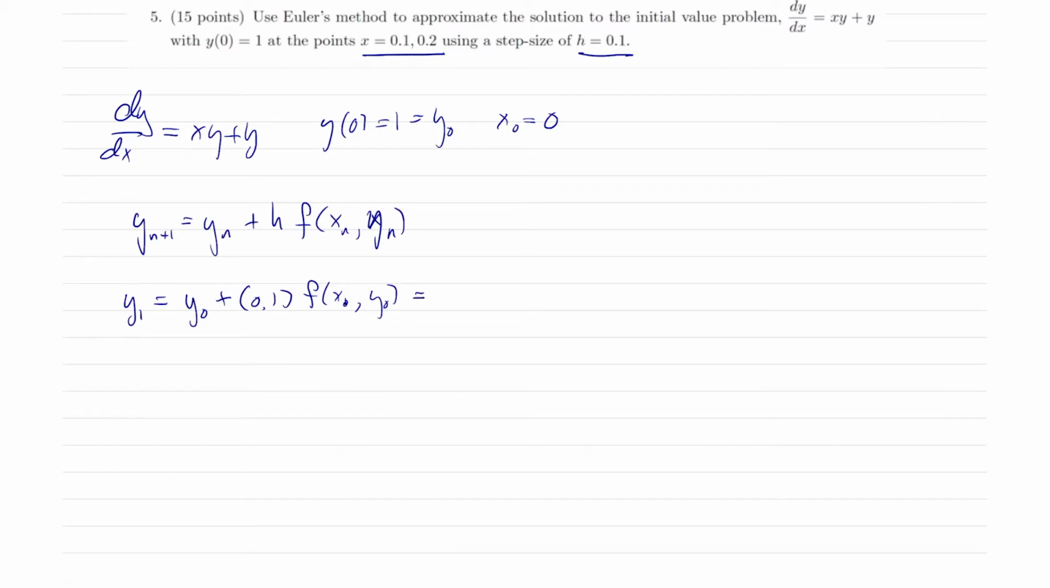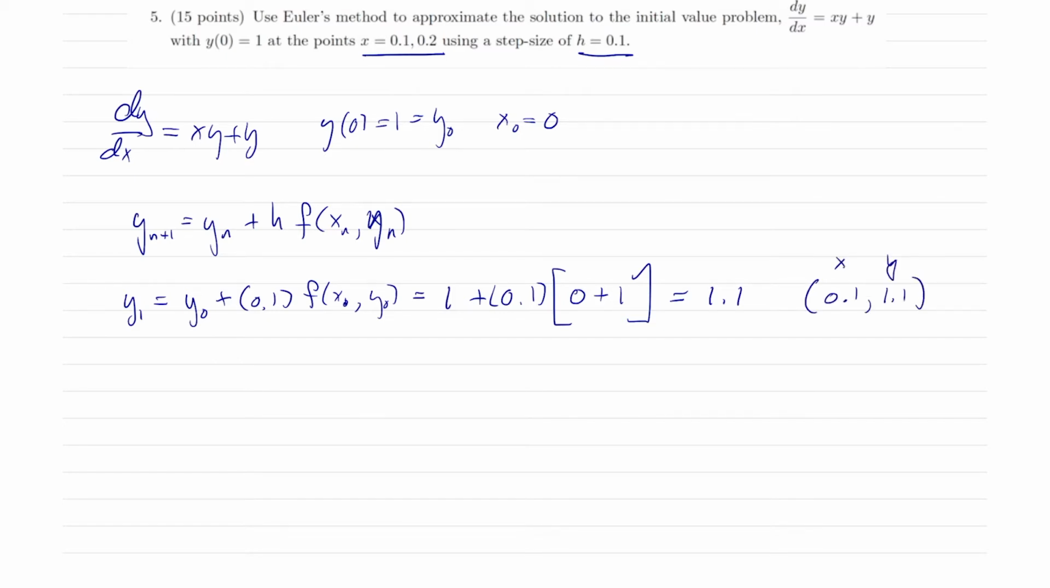Okay, so y of 0 is 1, so I'll put 1 here, plus 0.1 times x is 0 right now. X of 0 is 0. So that's going to kill that first term, and plus y. So we go 0 plus 1, right? And so that gives me 1.1 to start. Yep. All right, now this is the point 0.1, 1.1, right?